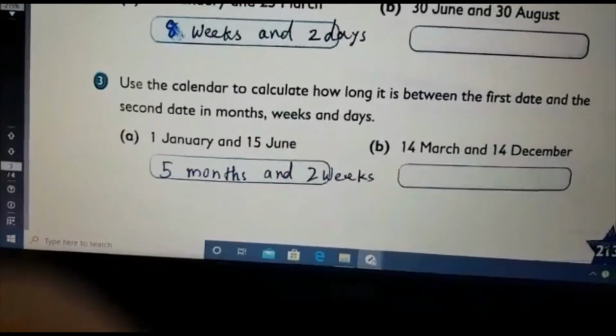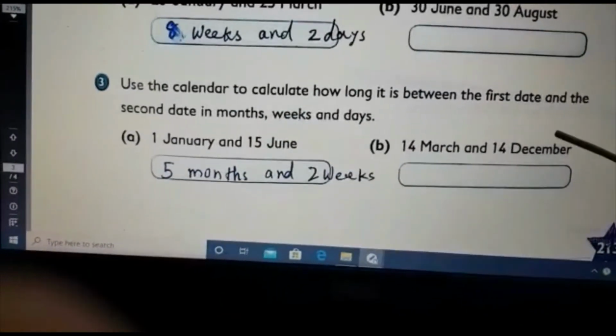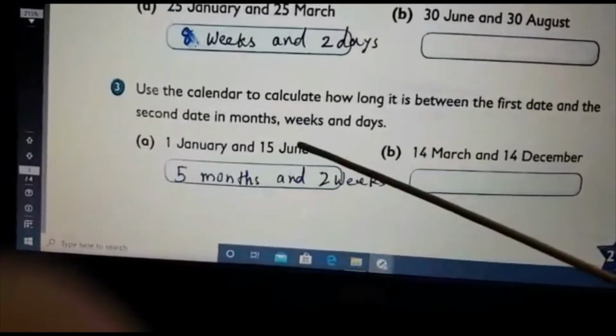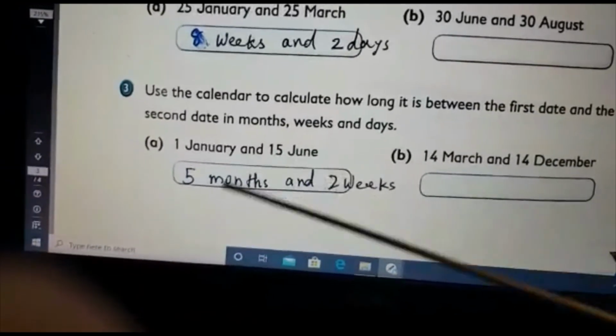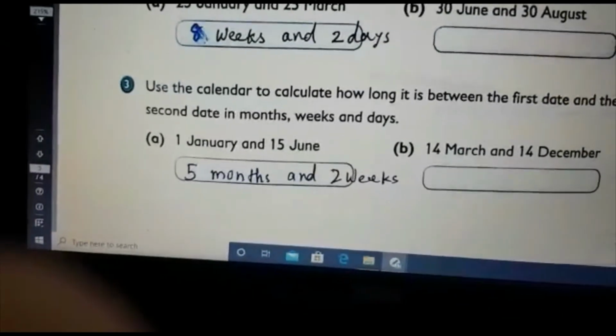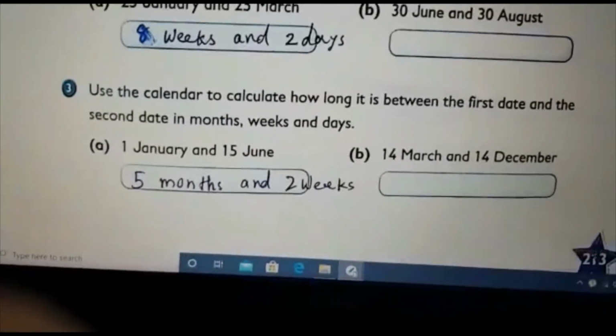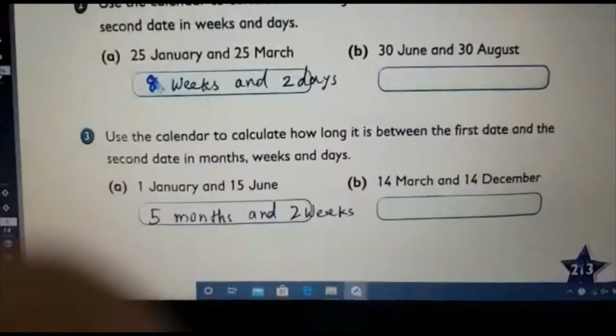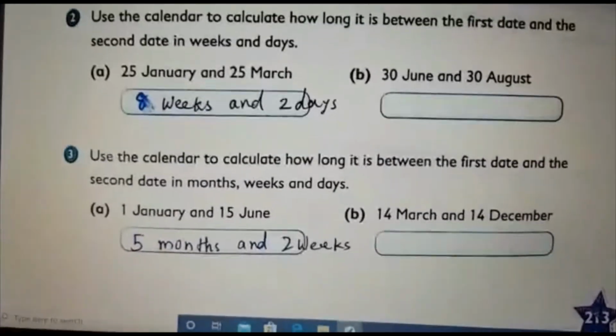Again they use the calendar to calculate how long between the first day and the second date in months, weeks and days. So first we need to count how many months are there, then how many weeks are there. If any days are left, you need to write that in days also. Okay. Same way you can do this. So this page 213 is also homework for you.